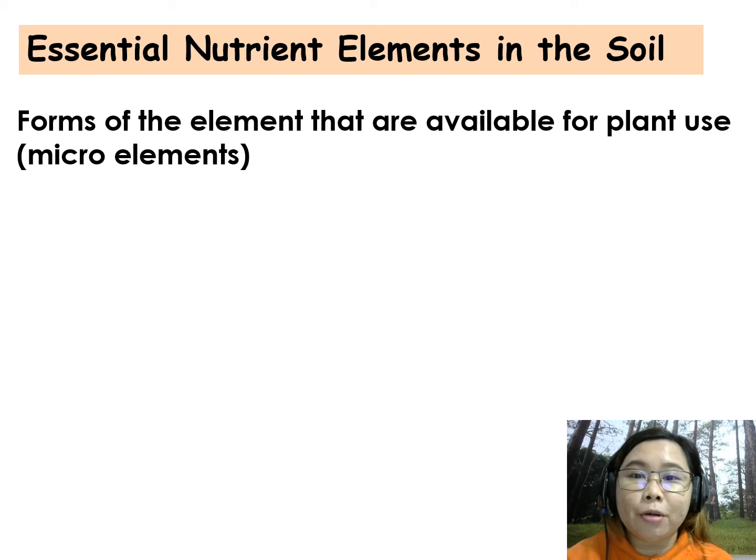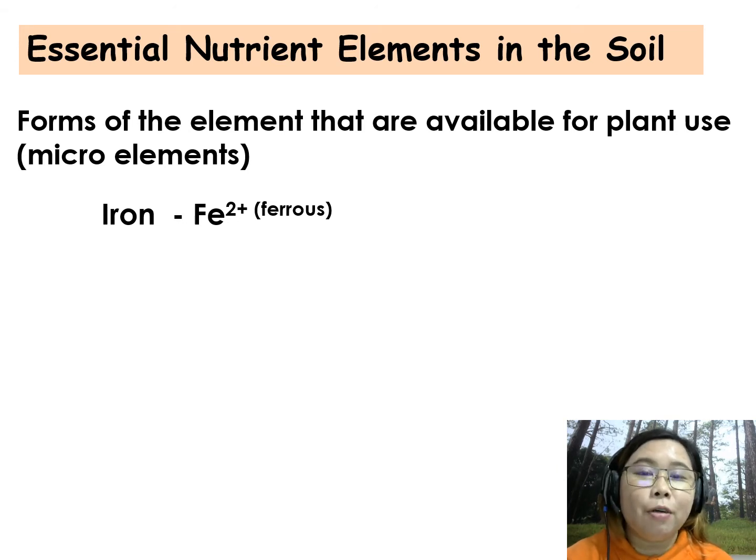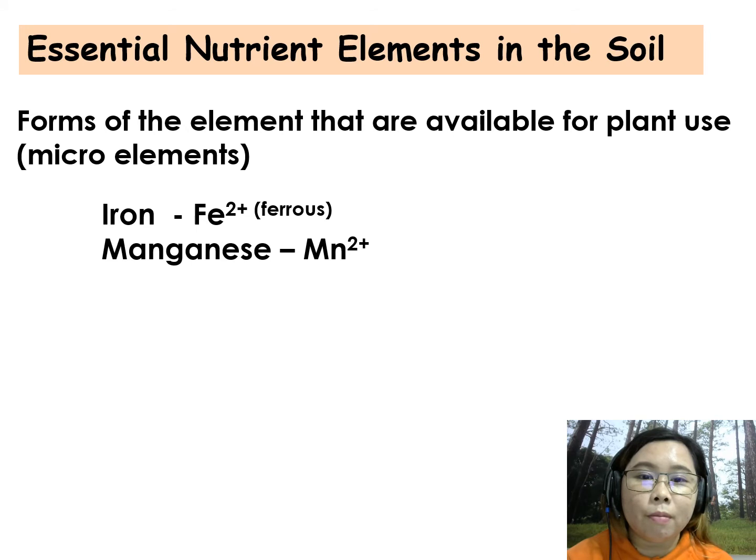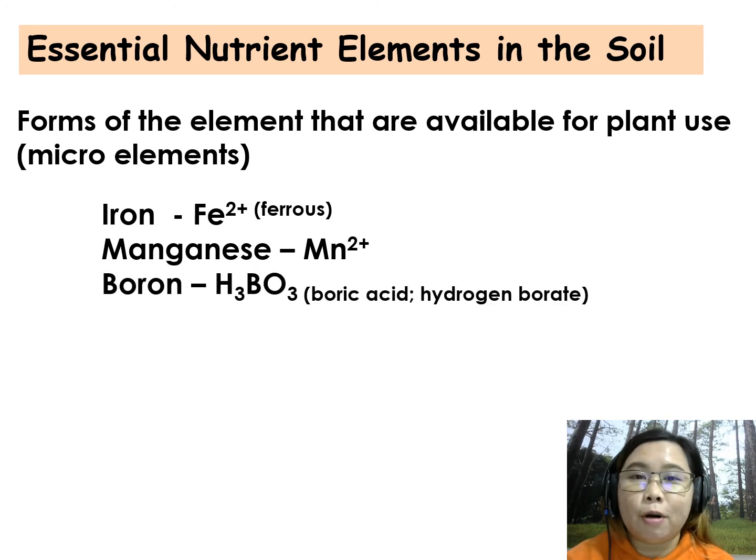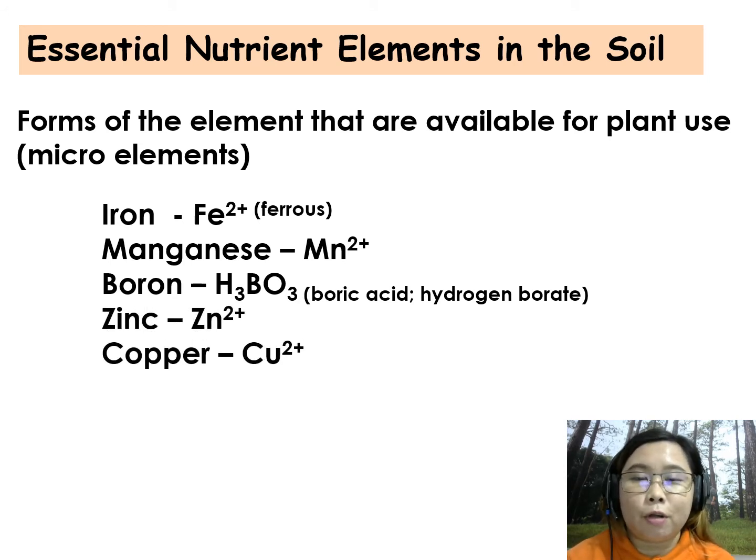Now, for the microelements, these are the forms that are available for plant use. For iron, we have iron 2 plus or ferrous. For manganese, we have Mn2 plus or manganese ion. For boron, we have the boric acid or the hydrogen borate. For zinc, we have zinc 2 plus. For copper, we have Cu2 plus. For chlorine, we have Cl minus.